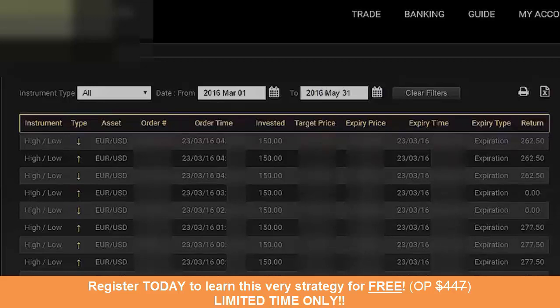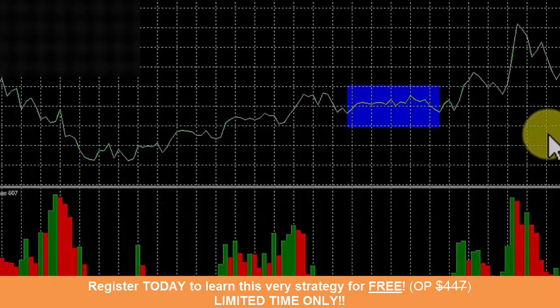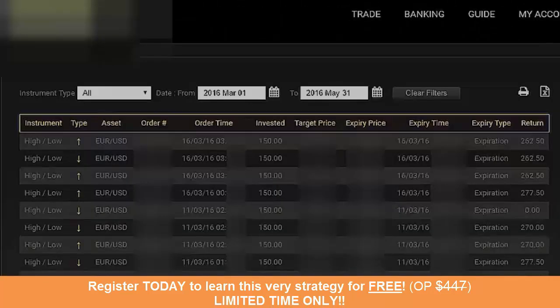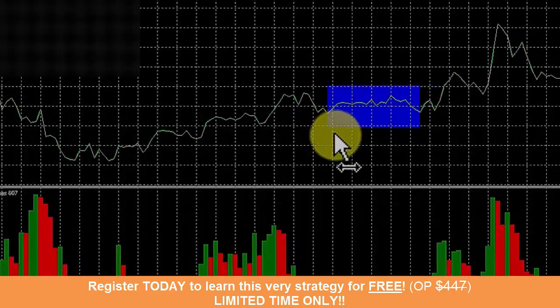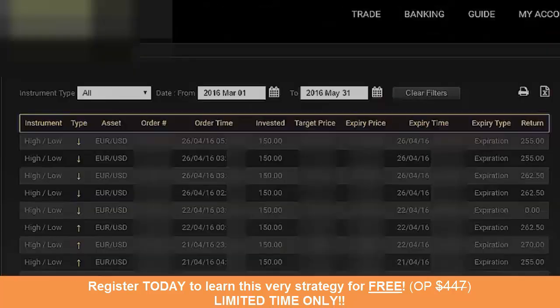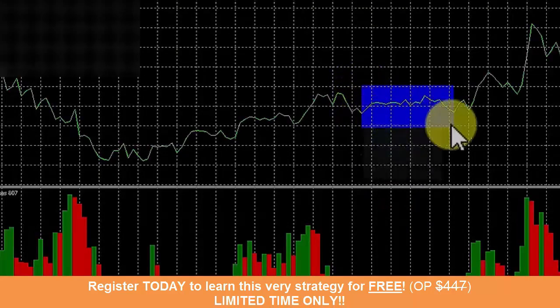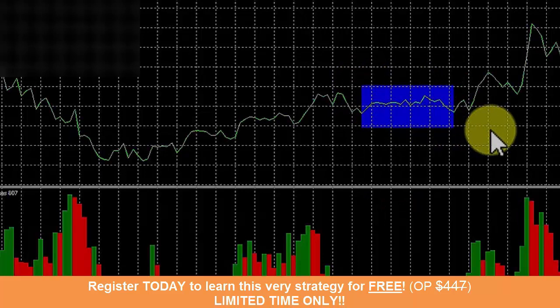As you can see here, I have marked out in blue rectangles Gambit's trading sessions based on the trade log. I've plotted all his trading sessions on this MT4 based on the time he entered all his trades, and you can see it represented here.